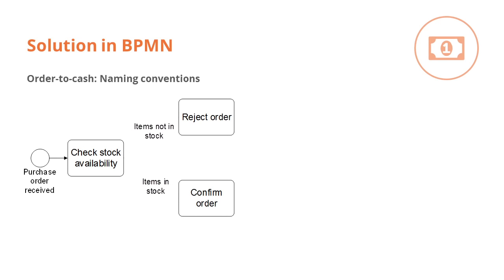So these two activities are mutually exclusive. What we need here is a gateway in order to branch out the flow into two alternative branches. One, if the items are in stock, in which case we are going to confirm the order. The other, if the items aren't in stock, in which case we are going to reject the order. So after activity reject order, we complete with an end event order rejected.